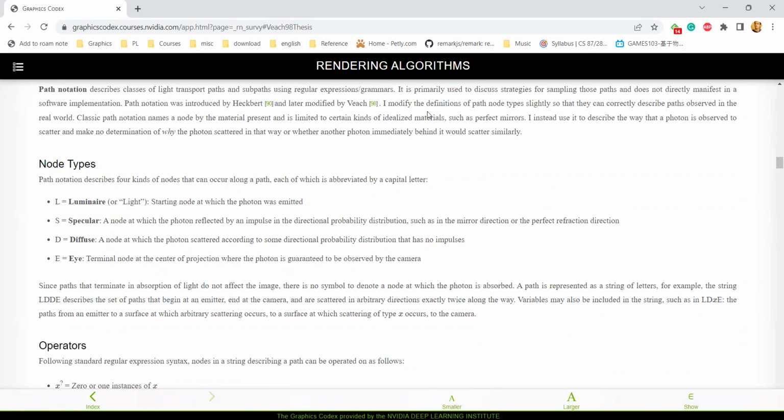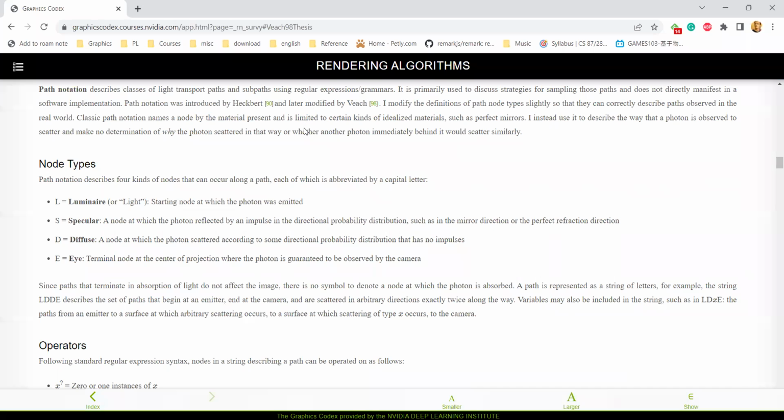I modify the definitions of path node types slightly so that they can correctly describe paths observed in the real world. Classic path notation names a node by the material present and is limited to certain kinds of idealized materials such as perfect mirrors. I instead use it to describe the way that a photon is observed to scatter and make no determination of why the photon scattered in that way, or whether another photon immediately behind it would scatter similarly.